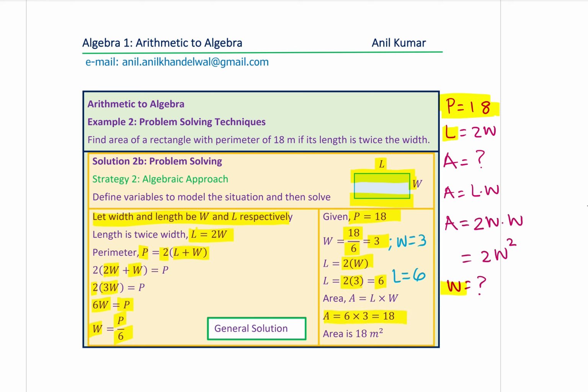Anything interesting you watch here? Well, very interesting that both perimeter and area have the same numerical value, 18. Of course, the units are different, meters for perimeter and meters square for area. However, here is the algebraic approach. How did you find it? Isn't that interesting? You can now see that with this approach, we could actually use any value for perimeter P and get the solution. Correct?